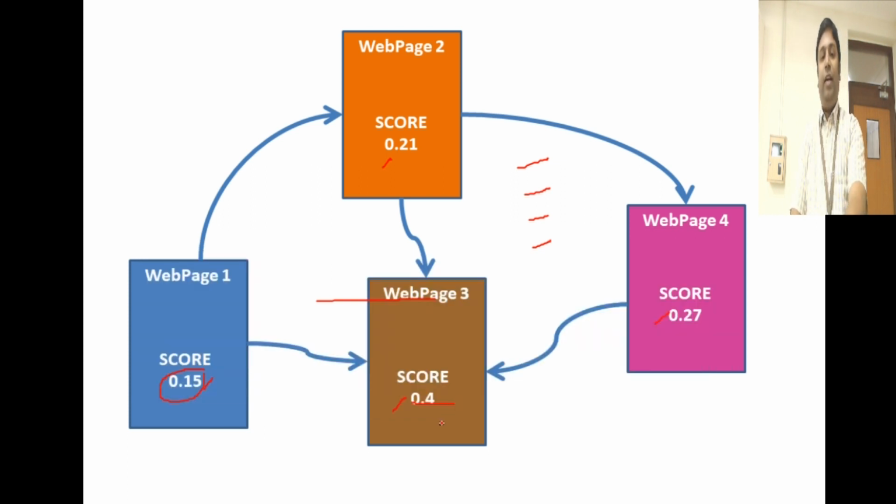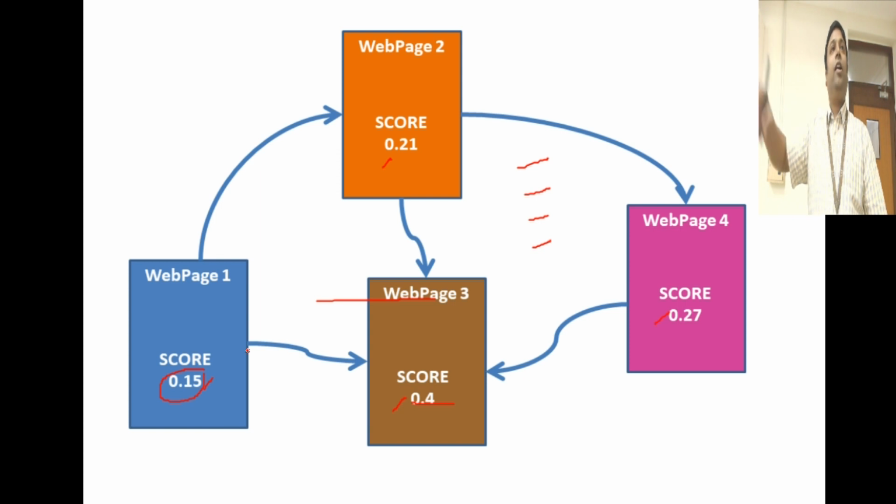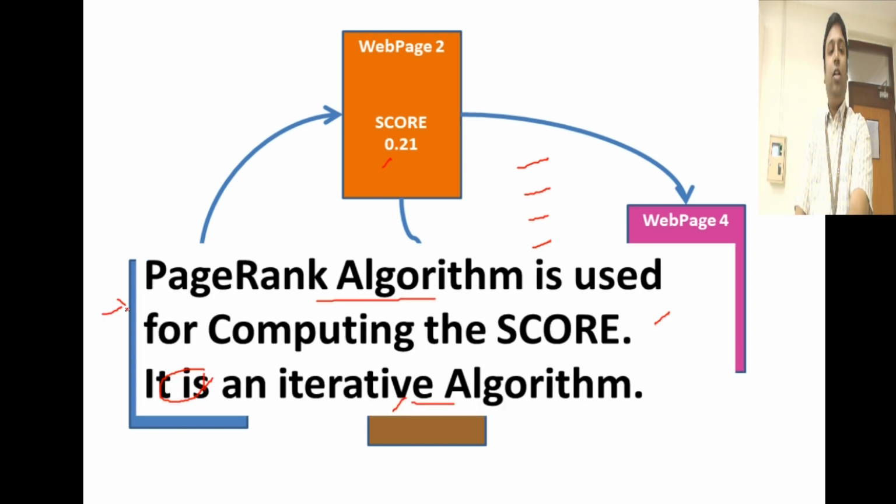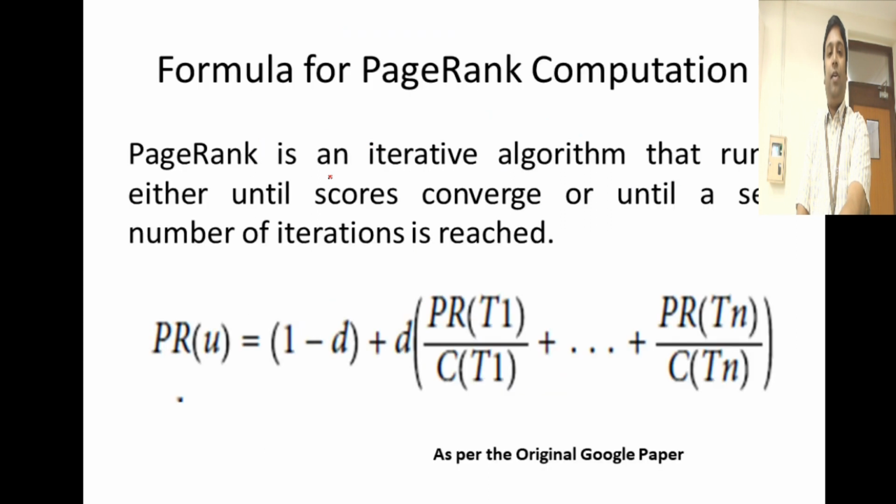What do you mean by an iterative algorithm? This algorithm will run in many iterations to finally arrive at a score. In iteration 1, maybe you got some scores. In iteration 2, again it will refine the scores. Iteration 3, it will refine. Finally, it will come to a score. I mean, the PageRank algorithm is used for computing the page ranks. Instead of saying scores, I'll say page ranks.